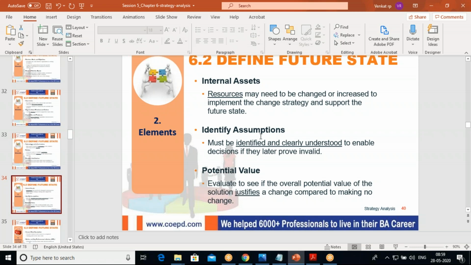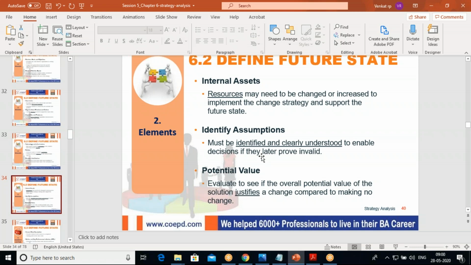That is also equally important, because when you make a change and that change is not giving you value, then there's no point making that change. So we need to understand that change as well, right? So these are the 11 elements which we have in defining the future state. So what are these 11 elements?